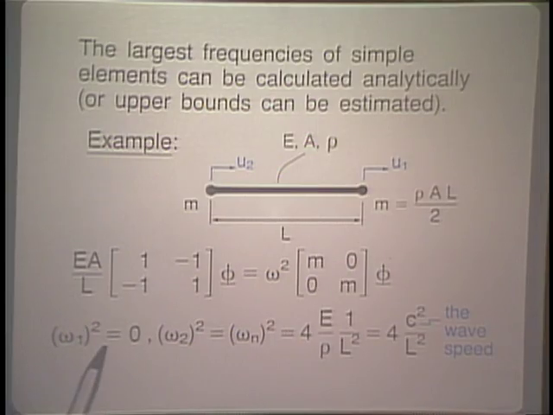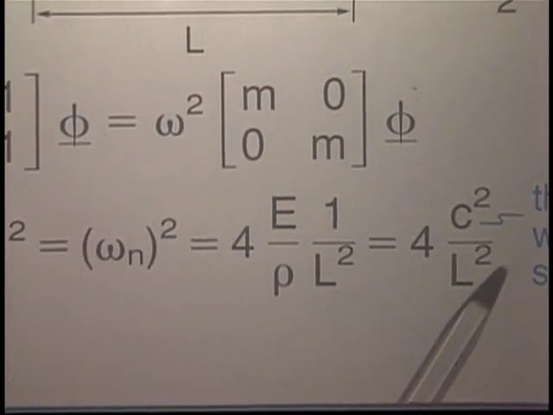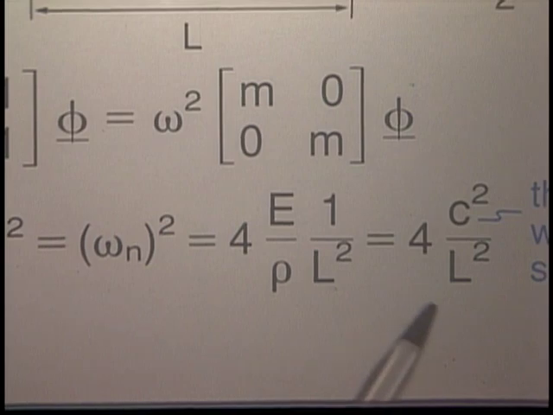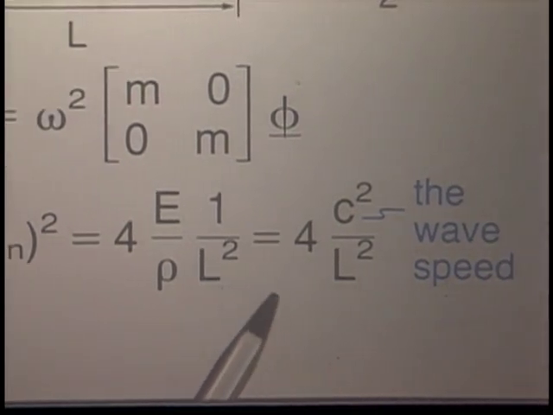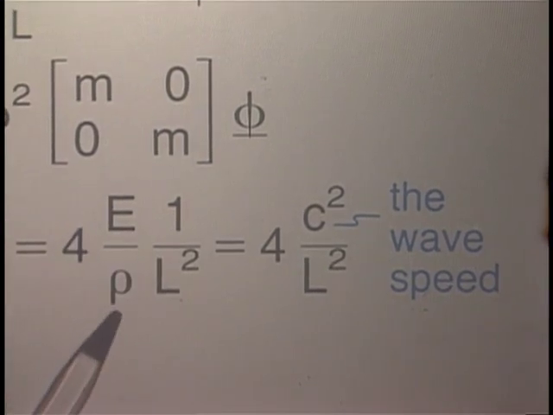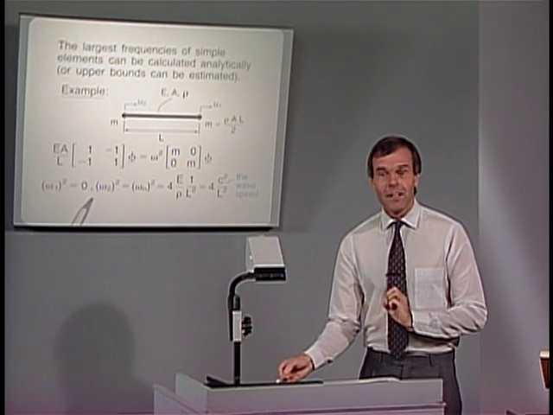The first eigenvalue is 0, the rigid body mode in the system, and the second eigenvalue is given here, which is equal to omega n squared. And there's the relationship of that second eigenvalue obtained by some very simple calculations, and this is a rewriting of that relationship here. c is the wave speed in the system. In fact, c squared is, as you can see here, E over rho.